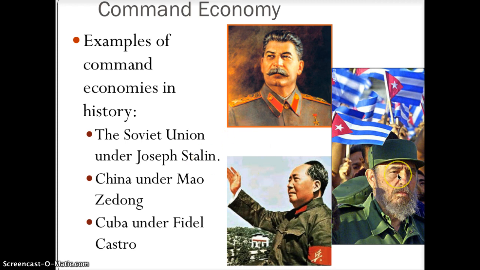Fidel Castro was another dictator, probably the closest to home that we have. He was the dictator of Cuba, which the United States is now starting to build better diplomatic relations with.